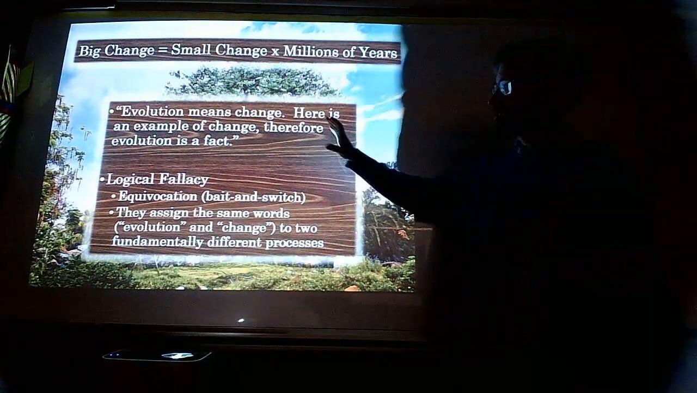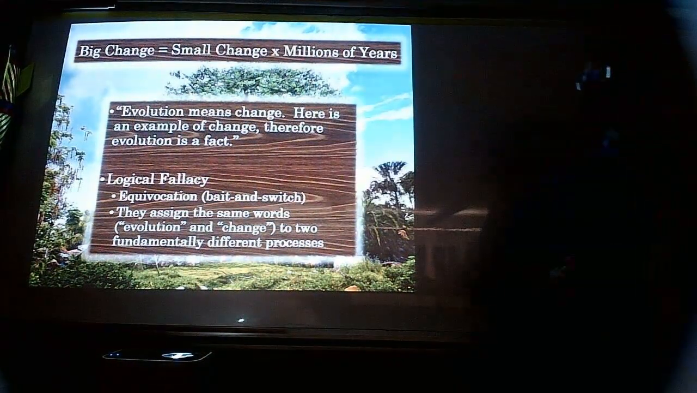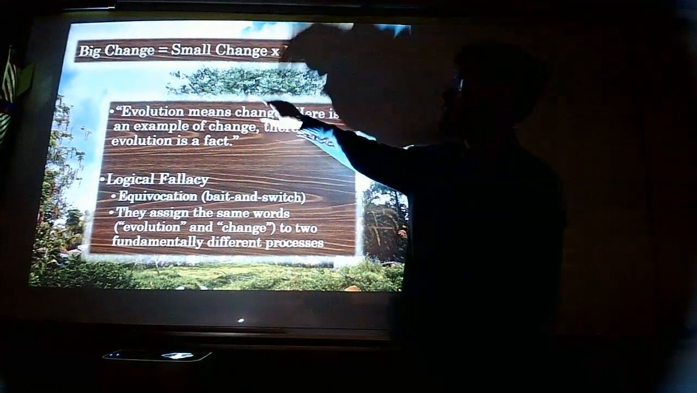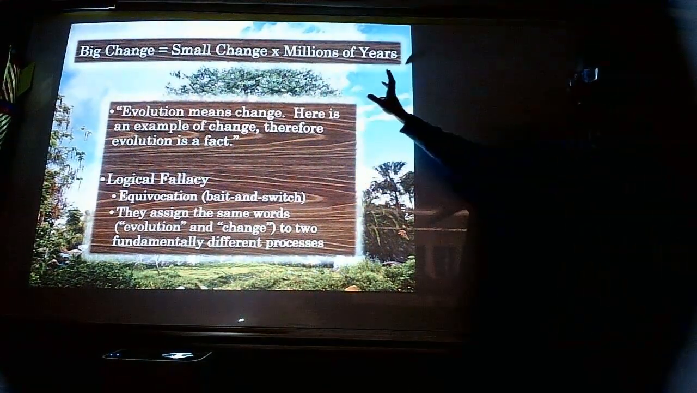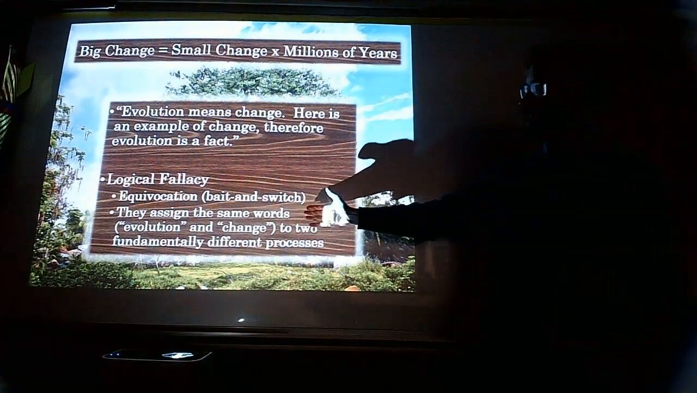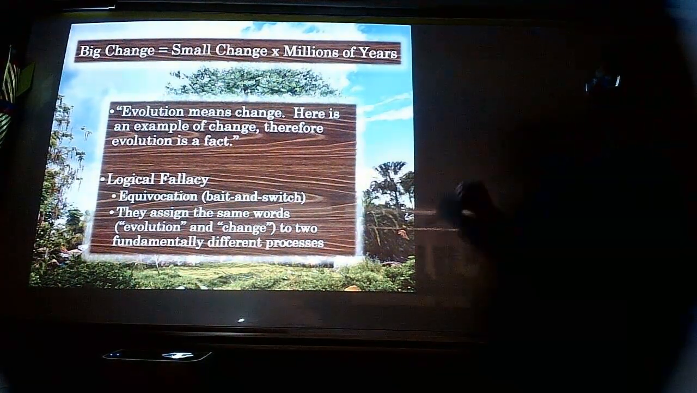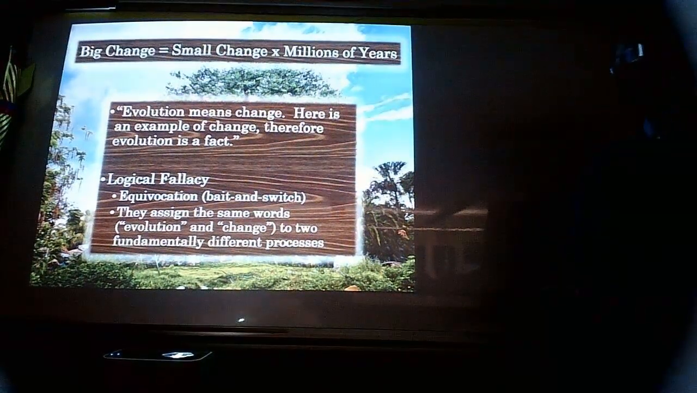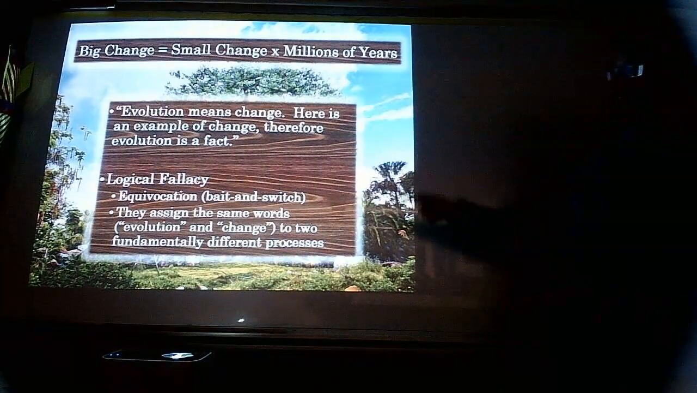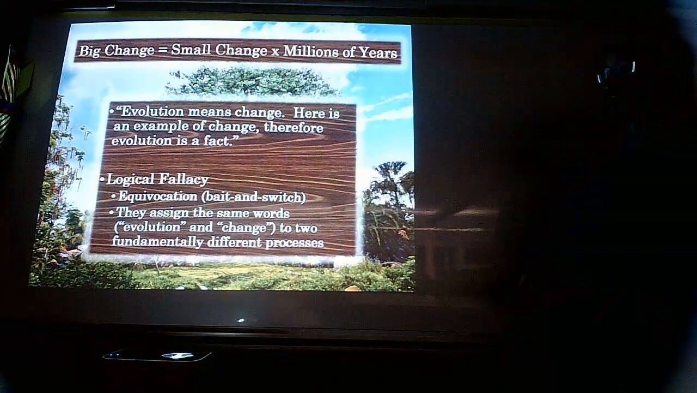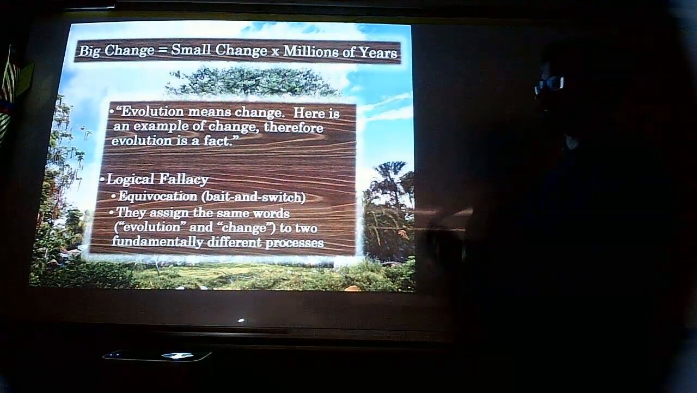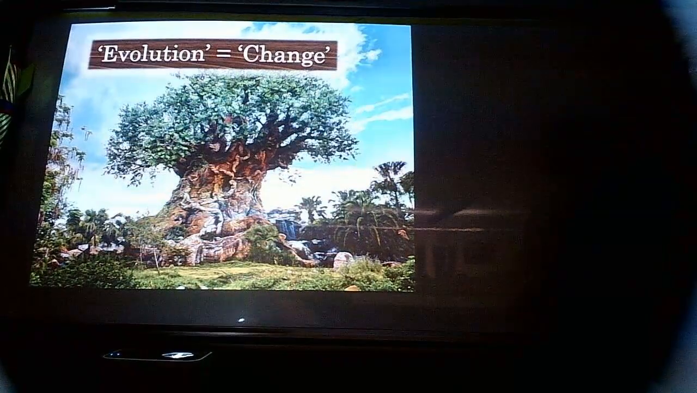So the logical fallacy is what this really is: equivocation. They're pretending that change and evolution are the same thing. They're assigning evolution and change to two completely different processes. And that's really what I'm trying to drive home here. So when you hear this, you've got to know that it's deceiving. They're not the same thing. Not all change is the type of change that you would need for evolution to be true.